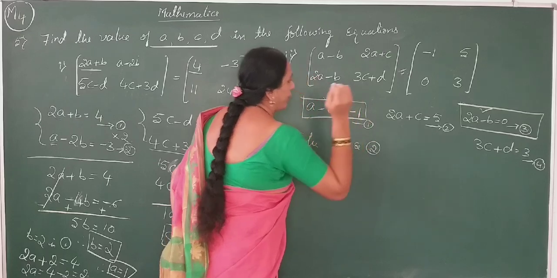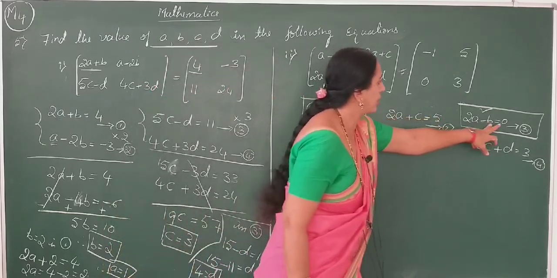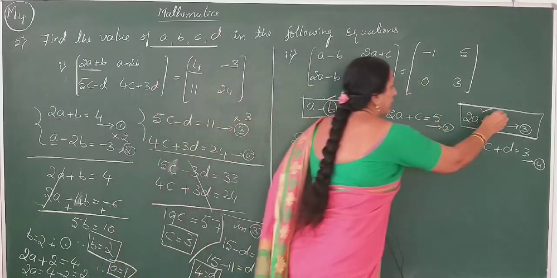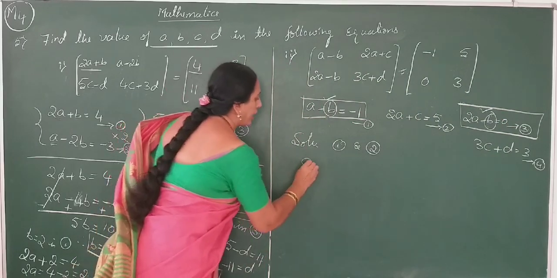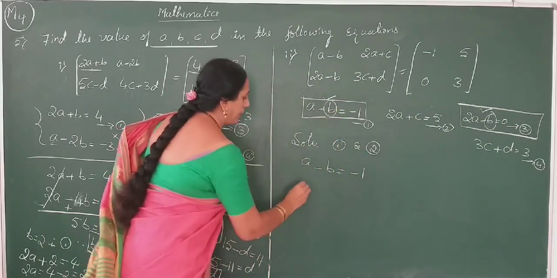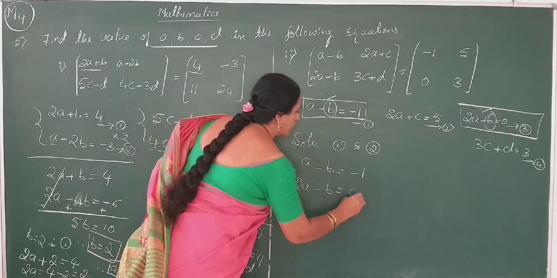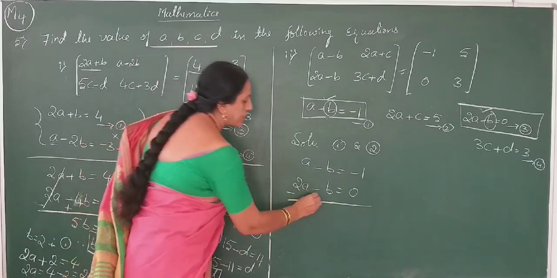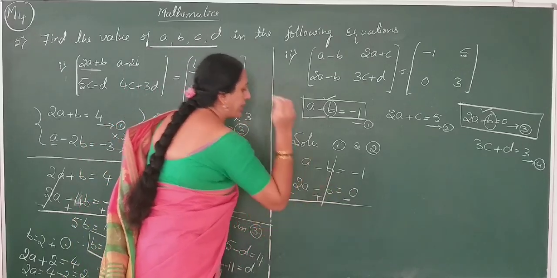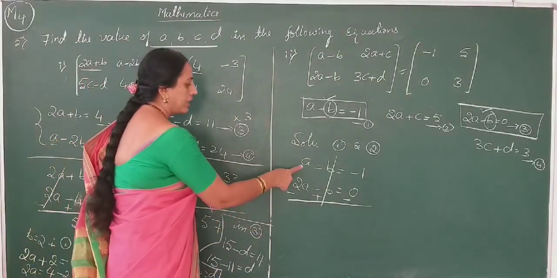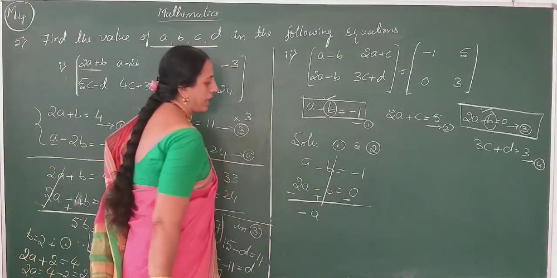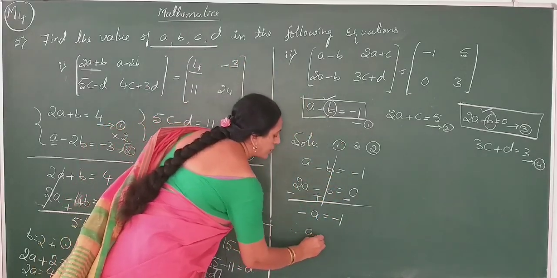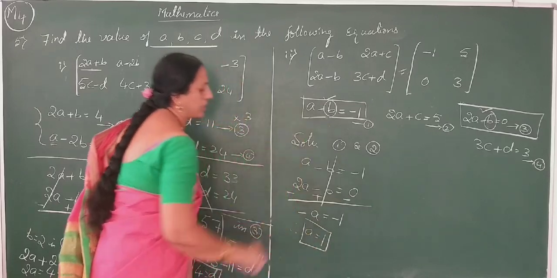Now first we will observe their coefficients. If directly adding or subtracting makes a variable cancel, multiplication is not necessary. Here the coefficient of B is equal. So directly solving: A minus B is equal to minus 1, 2A minus B is equal to 0. Subtracting these two equations: minus minus, plus B minus B get cancelled. A minus 2A is nothing but minus A. Minus 1 minus 0 is minus 1. Therefore, A is equal to 1.